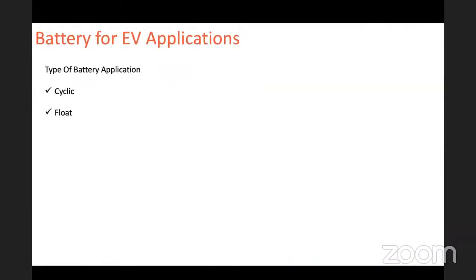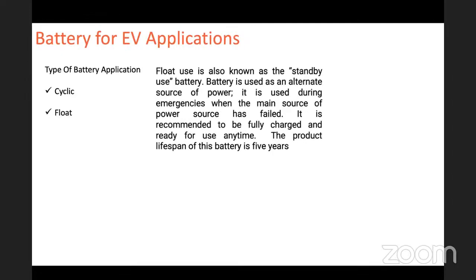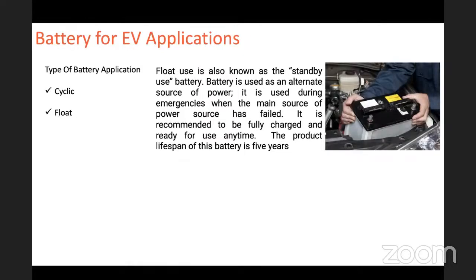Now, the battery application for EV. Generally, we consider two types of battery applications: one is cyclic operation and another is float operation. Float operation is where we keep the battery for standby operations. We charge the battery and keep it for when the main source is not available. At that time we discharge and use that charge, and when the power comes back we charge it again. That is float usage, which is generally in our UPS systems, starting car batteries, or generator batteries.